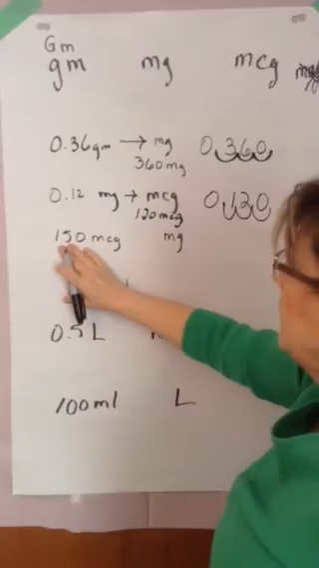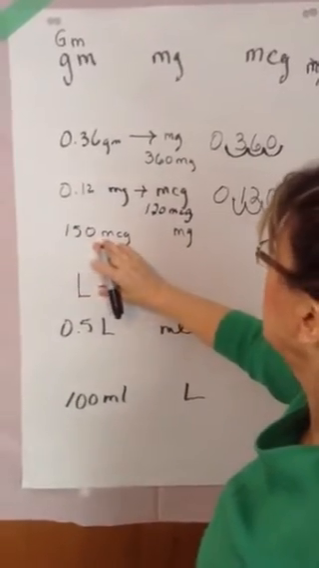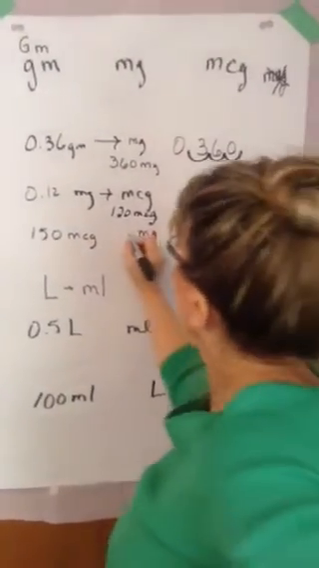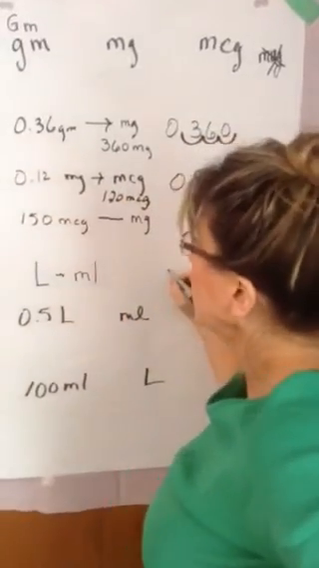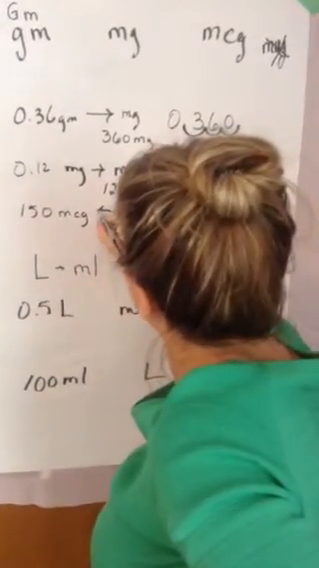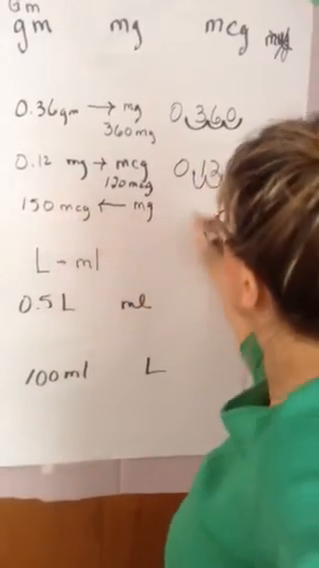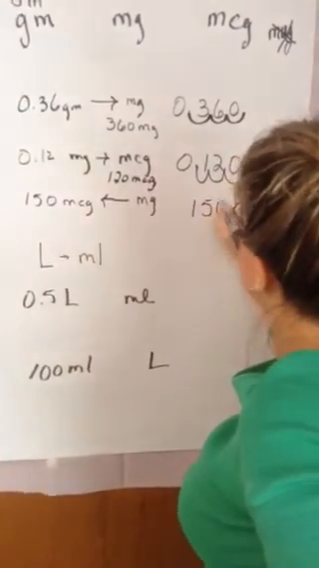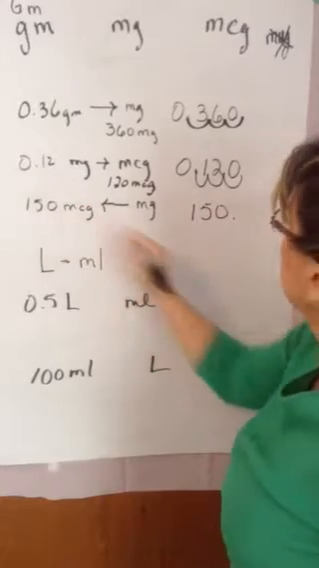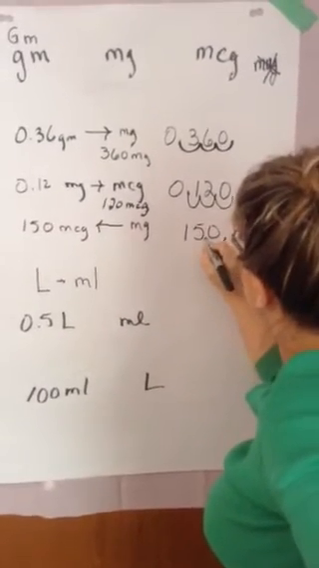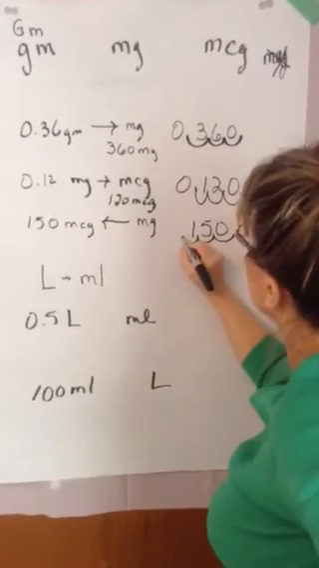Now, in this case, we're converting 150 micrograms to milligrams. Which one is smaller? Micrograms is. So the small part of my arrow faces micrograms. And that means I have to move this decimal 3 places to the right. So I'm going to go 1, 2, 3.